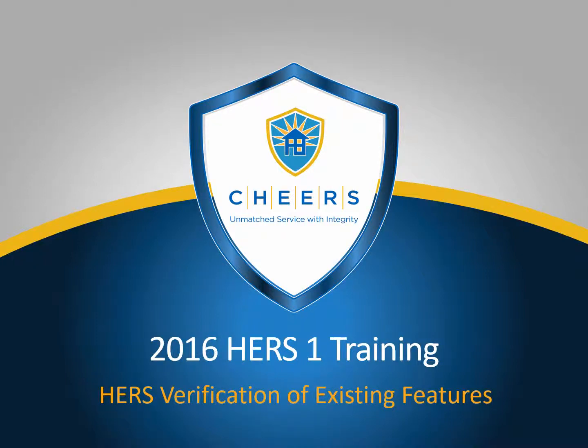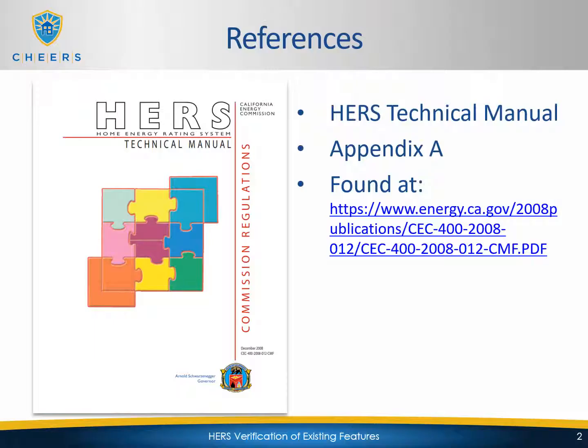HERS verification of existing features. The reference used for this training is the HERS Technical Manual Appendix A. It can be found at the Energy Commission's website at the link seen here, or you can download it from the training platform. All the information relating to HERS verification of existing features is found in Appendix A. You don't want to look in the reference appendices like you do for a lot of the other HERS measures. So this one is unique to the HERS Technical Manual.